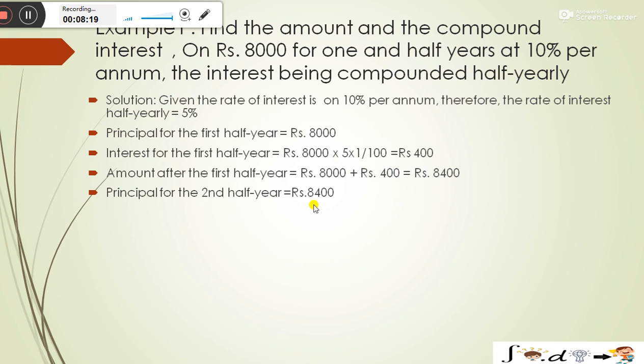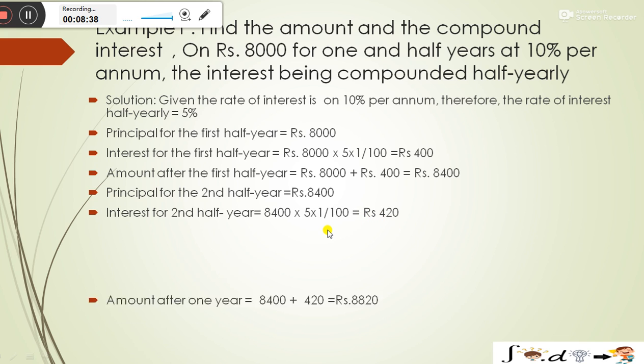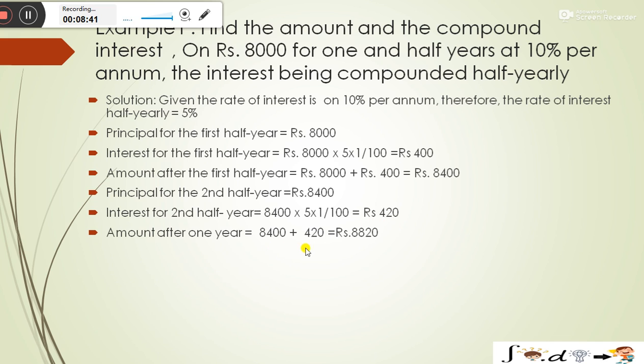And now principal for the second half year, यानी कि ये जो अमाउंट है वो सेकेंड हाफ ईयर के लिए प्रिंसिपल हो जाएगा, और उसके बाद सेम वैसे हम इसका इंटरेस्ट फाइंड करेंगे for the second half year, that means 8,400 into 5 into 1 by 100, that is equal to rupees 420. And now amount after 1 year, पहले हमारे पास जो P2 था वो 8,400 था प्लस 420, ये सेकेंड हाफ का इंटरेस्ट है, and therefore it is rupees 8,820.